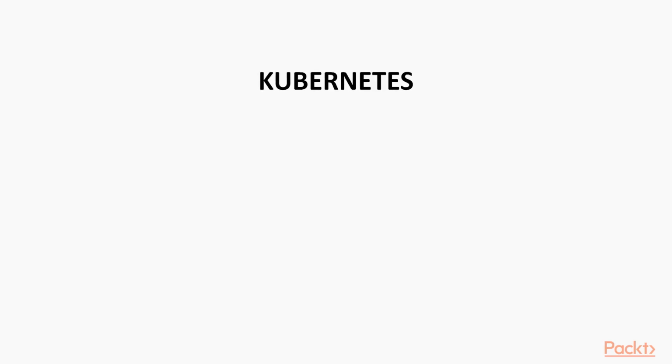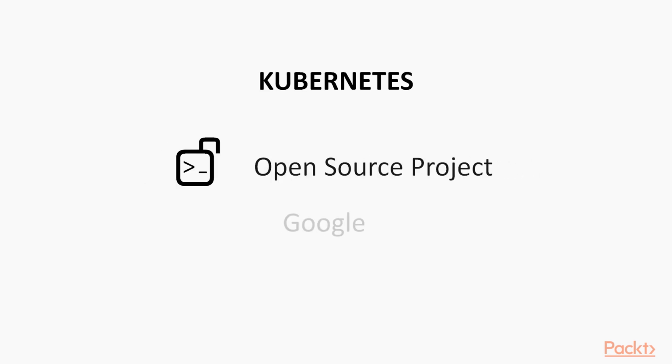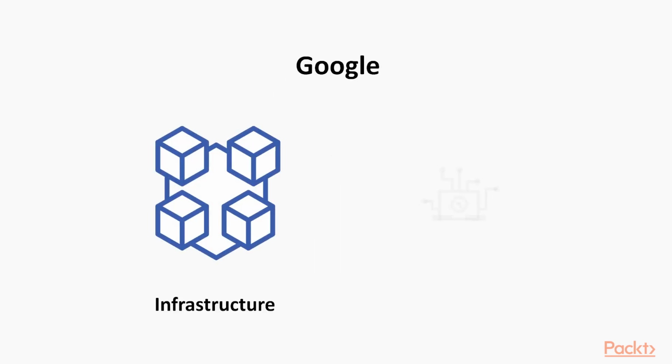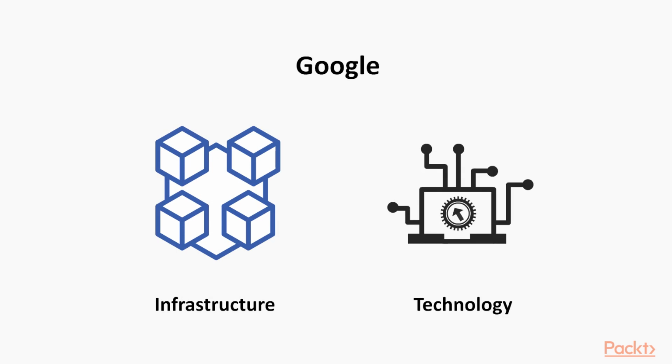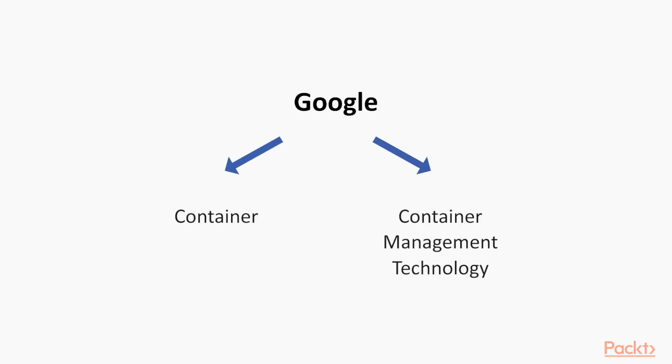Kubernetes, also known by its abbreviation K8s, is an open source project that was released by Google in June 2014. Google released the project as part of an effort to share their own infrastructure and technology advantage with the community at large. Google launches 2 billion containers a week in their infrastructure and has been using container and container management technology for over a decade.